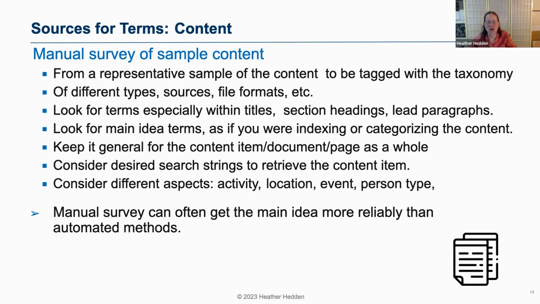And try to keep it general for the content item as a whole, not every little significant name that comes up, because that's what automated methods can do. And consider search strings that the users might want to use to retrieve content. And also consider different aspects: activity, location, event, person type. I think a manual survey can really get the main idea better than automated methods. Automated methods are just kind of extracting terms based on frequency.